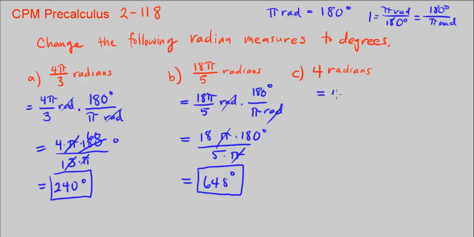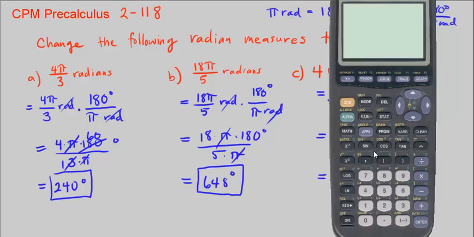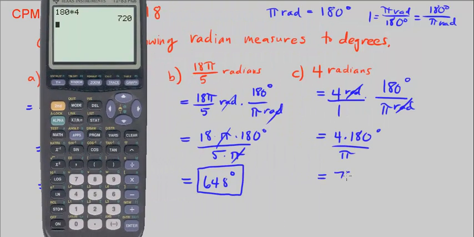We have 4 radians. So we multiply 4 radians times, again, we want radians in the denominator, degrees in the numerator. So 180 is equal to pi radians. This one is over 1, right, implicitly. So we just multiply across. We have 4 times 180 degrees, because the radians cancel out, over pi. So all we need to do is multiply 180 times 4, right, and we get 720 over pi, and this is degrees.